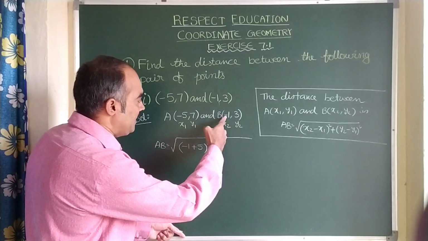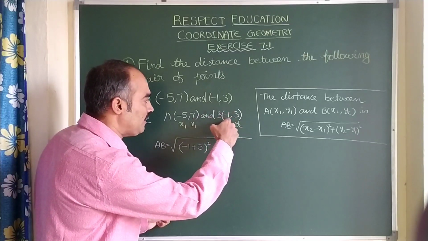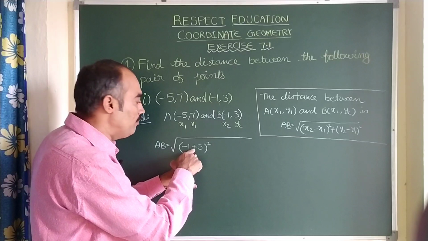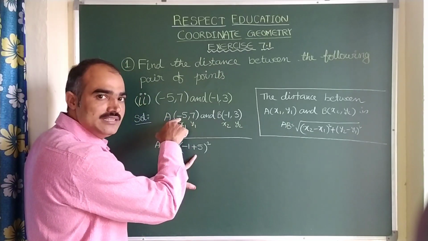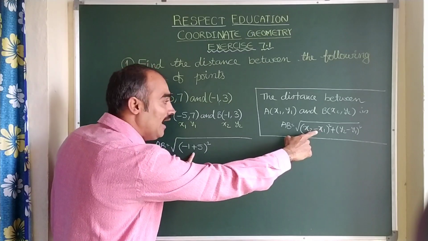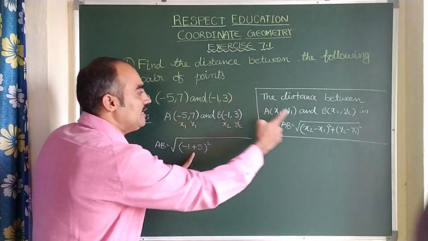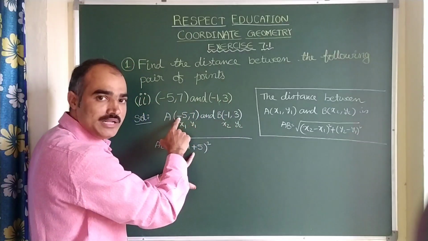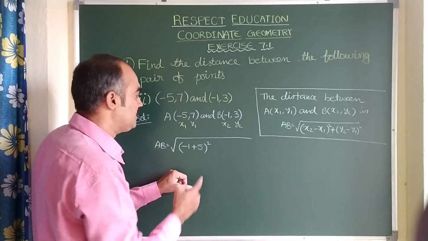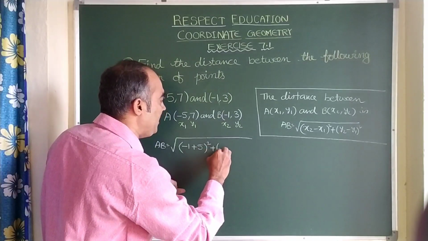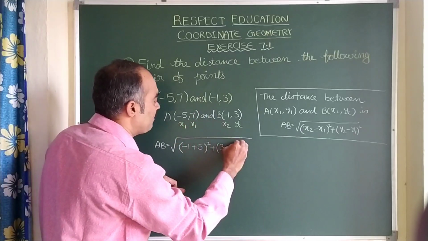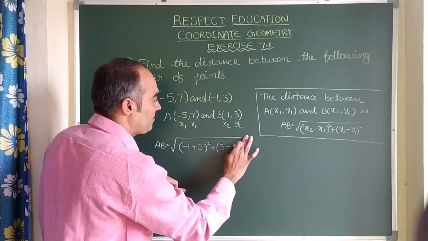Here I repeat, x2 minus x1. x2 is already minus 1. So in the formula there is a minus, and in the number x1 it has minus. This minus and this minus becomes plus. Minus into minus becomes plus. So here we can write plus 5 directly. Is it clear? Same way plus y2. y2 is 3 minus y1. y1 is 7. y2 minus y1 whole square.